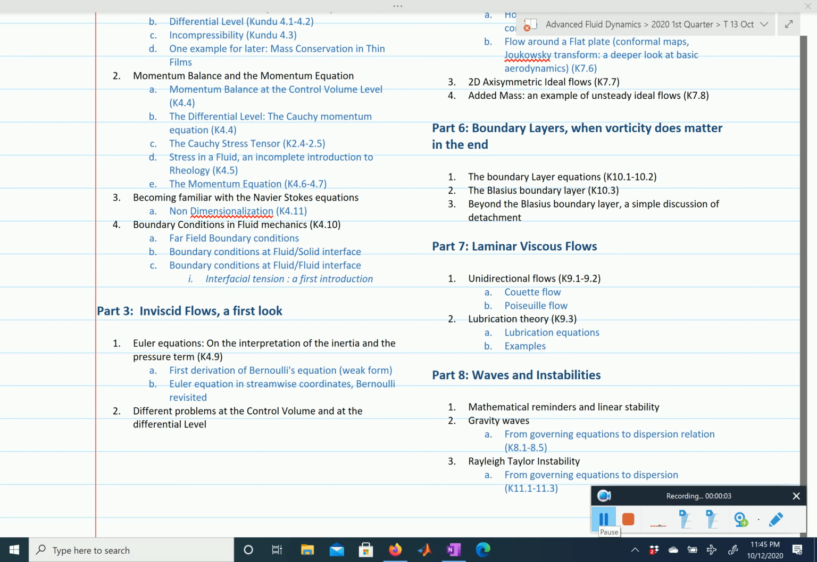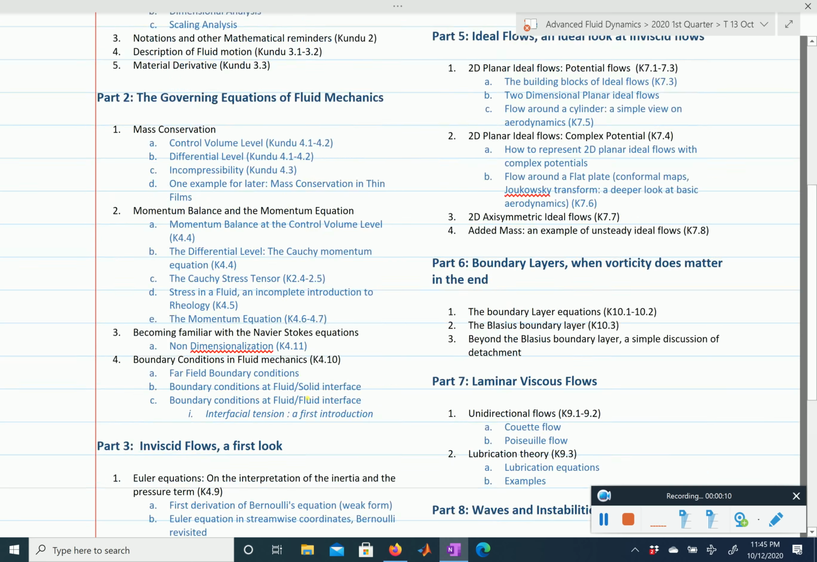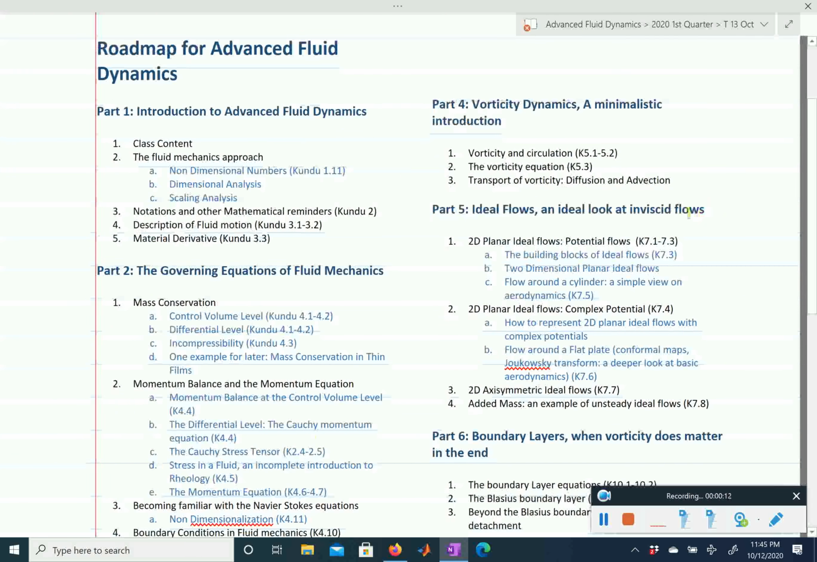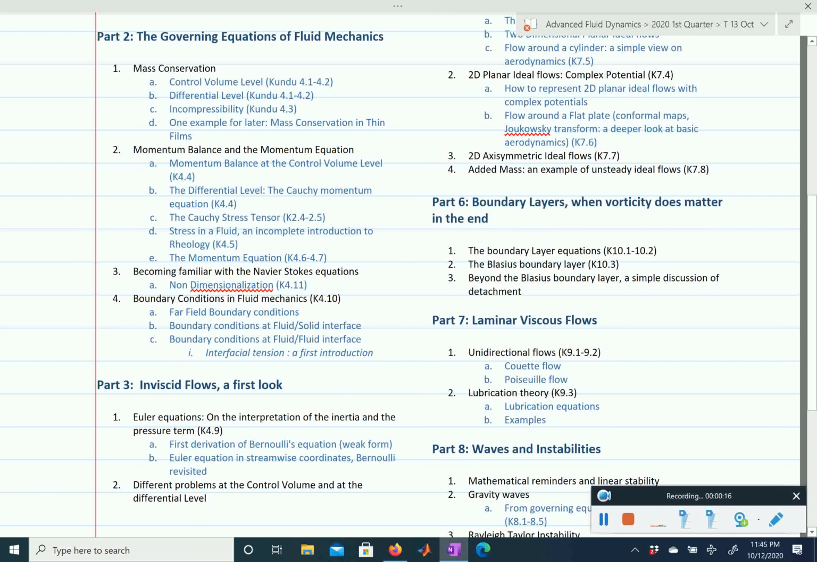So now we are going to start our discussion of inviscid flows. We'll discuss them some more in the second quarter, in particular when we discuss ideal flows, and we will discuss them in more detail then, but we're going to start with a first look into inviscid flows.